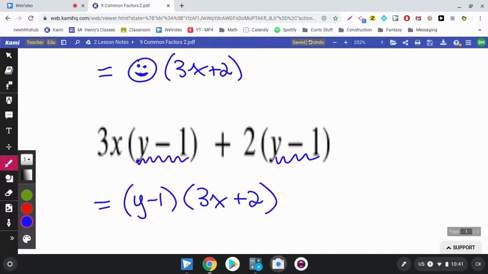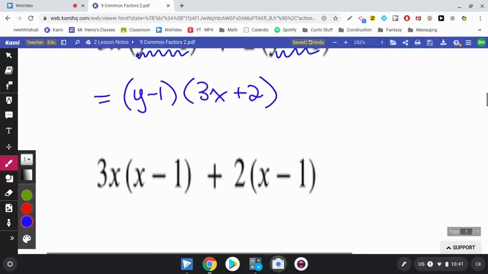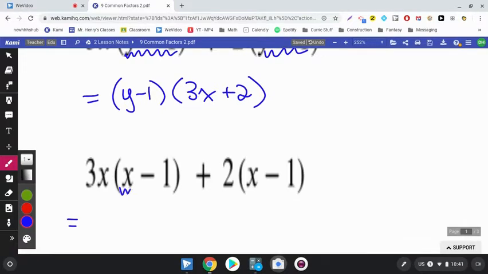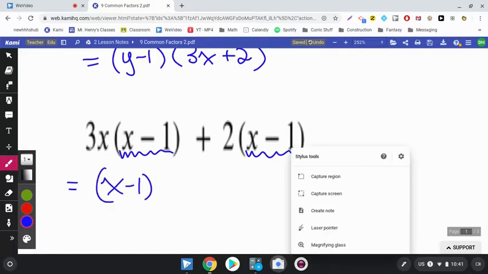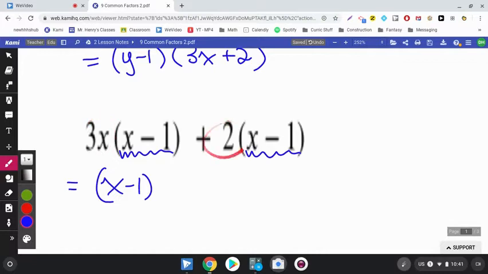So I could have a binomial as a common factor. That's not something I should be afraid of. Last one, very similarly. Hey, it's all x's now. 3x(x minus 1) plus 2(x minus 1). You have the same set of brackets, the same binomial. That is my common factor. I can factor the x minus 1 out. That is in common. And then I'd have 3x left, and plus 2 left. I factored the other piece out. And there you go. So that's what we're going to do today.